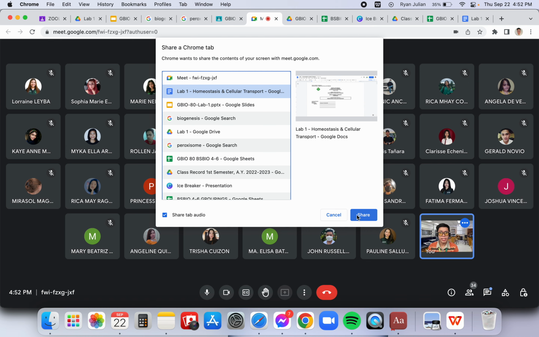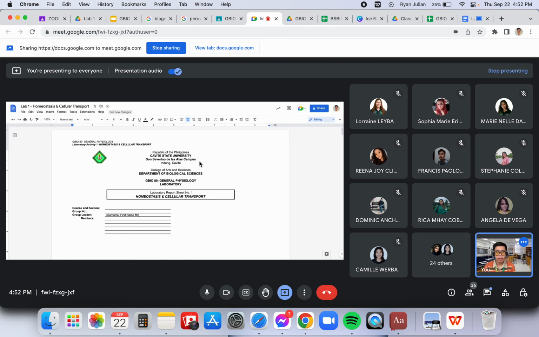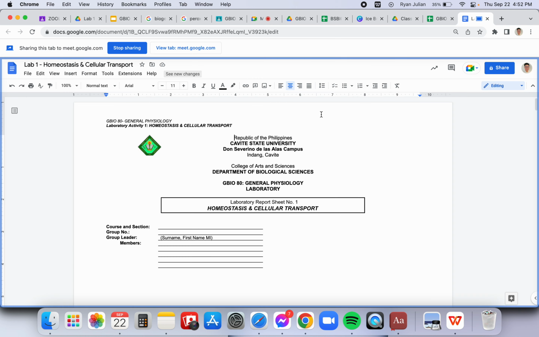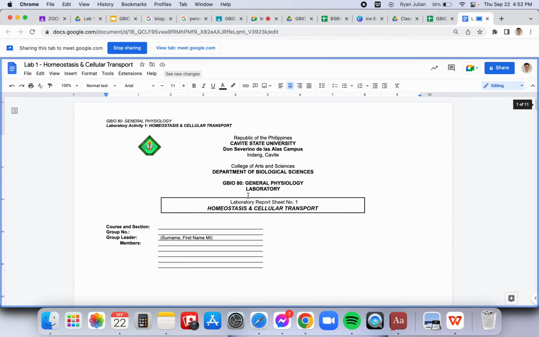I'm just going to explain the instructions para hindi kayo malito. But before we dive into that, can I ask if it's visible naman? Yes, ayun, visible siya. Yes. Okay, thank you for responding. This is what I prepared for all of you. Don't be overwhelmed because you have sufficient time to have it accomplished.